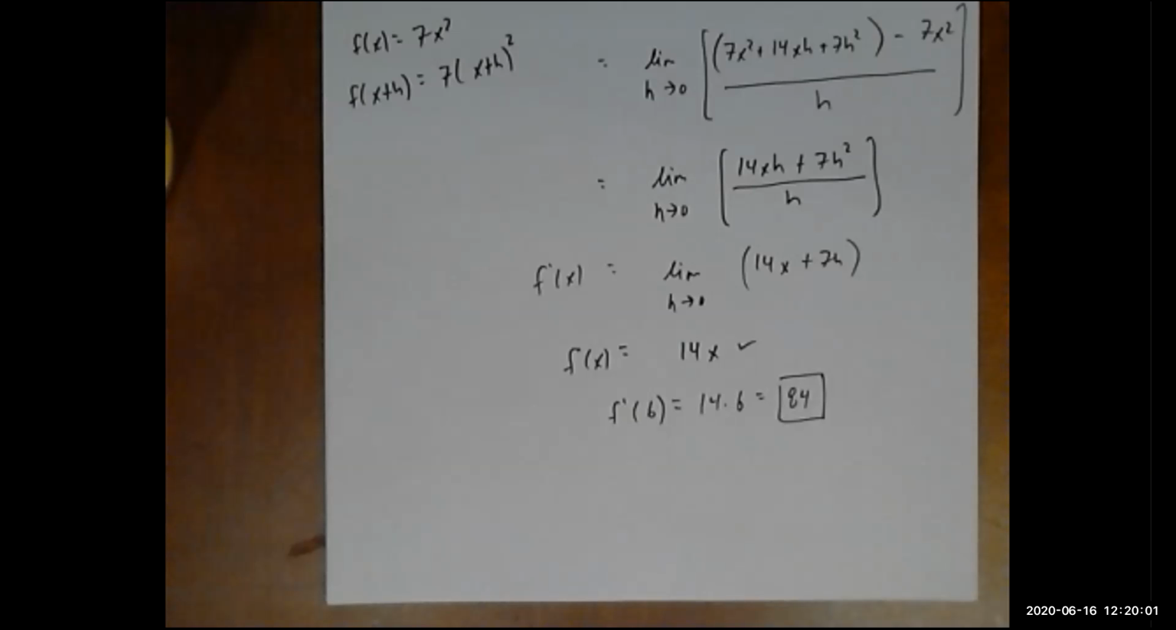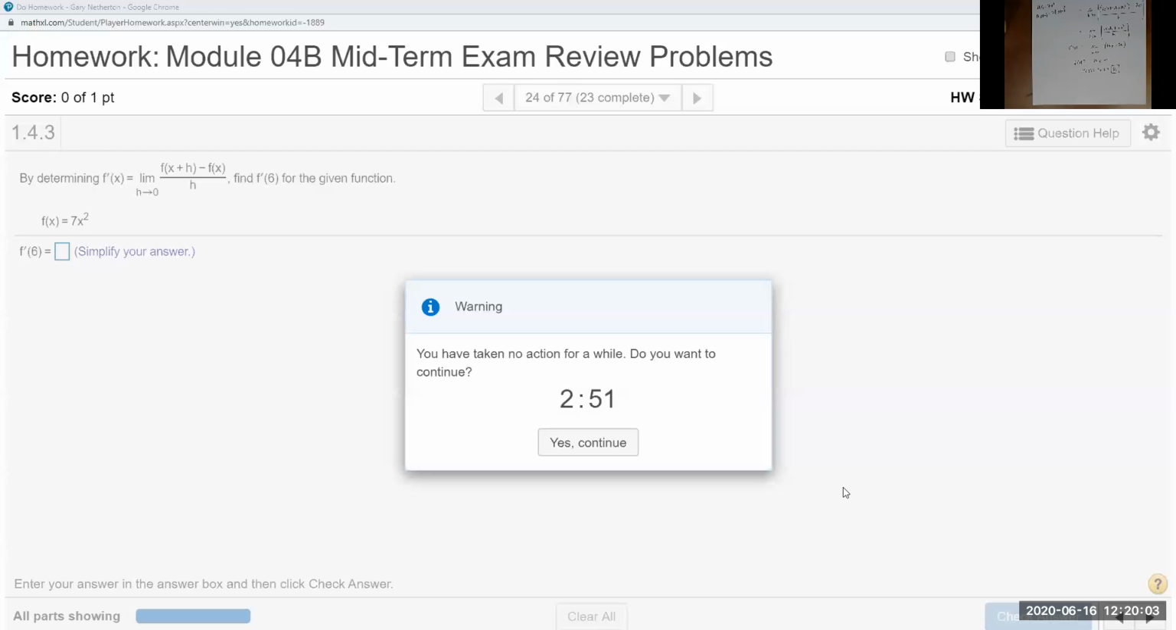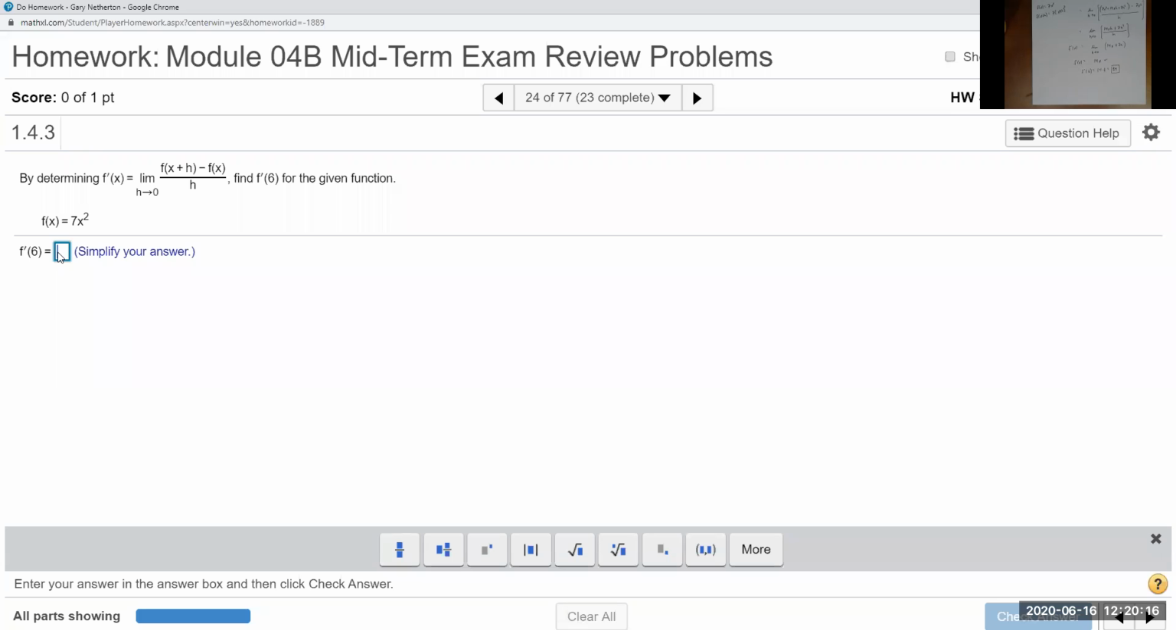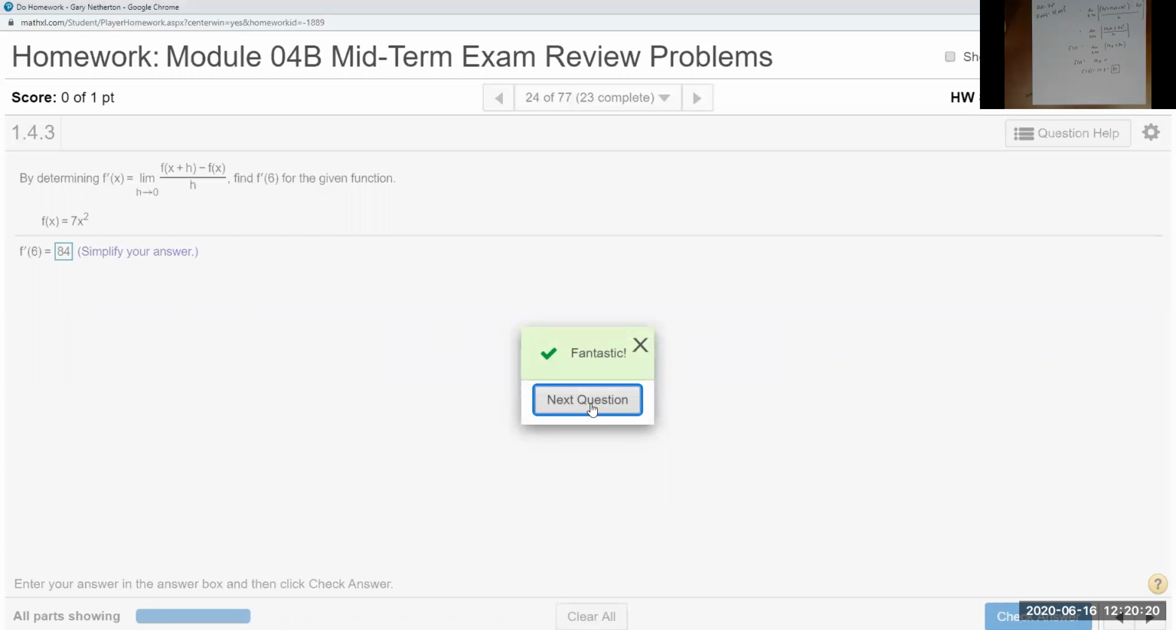So like I said, it's interesting how in the world of calculus, they like to make you suffer for a bit and do some of these derivatives the long way, and then they show you how to do it a more efficient and quick way. All right.